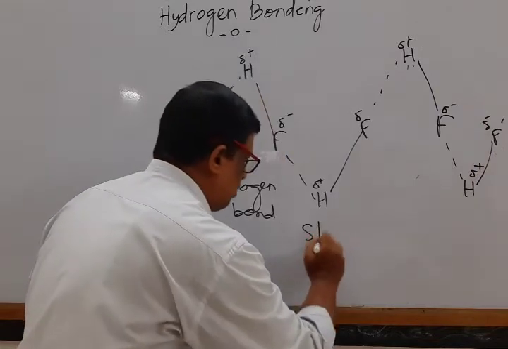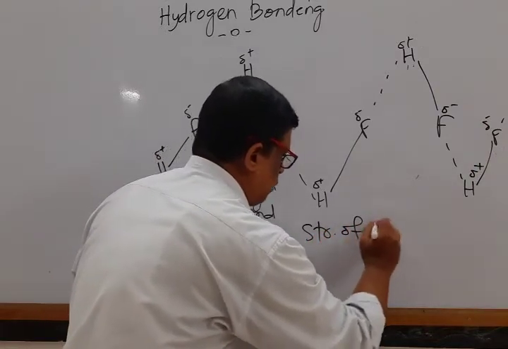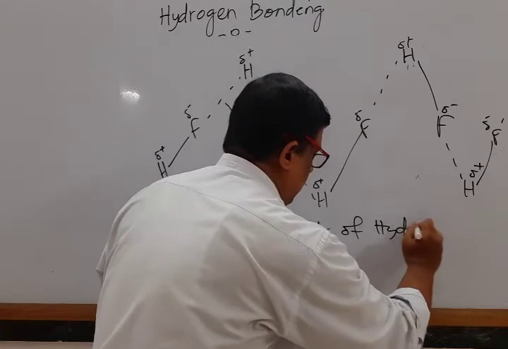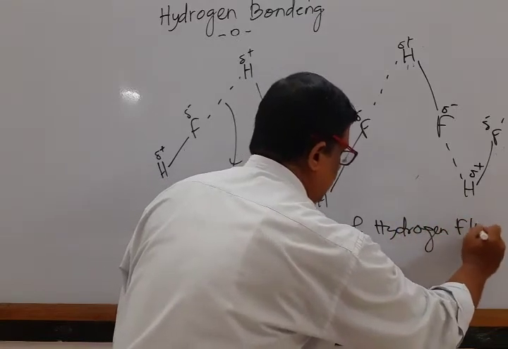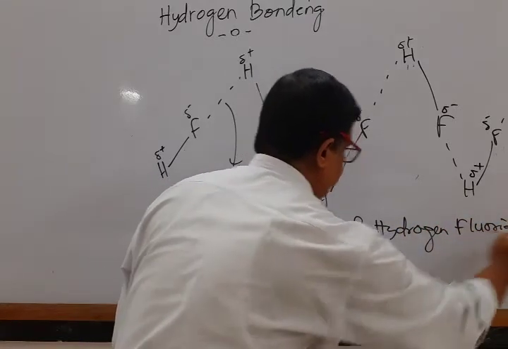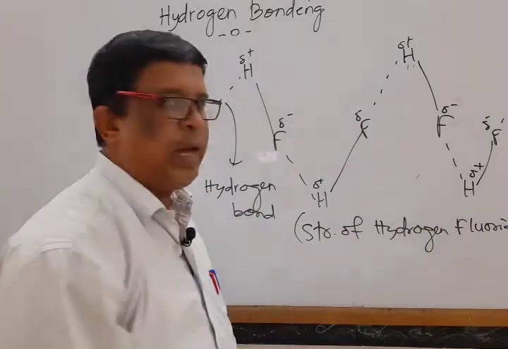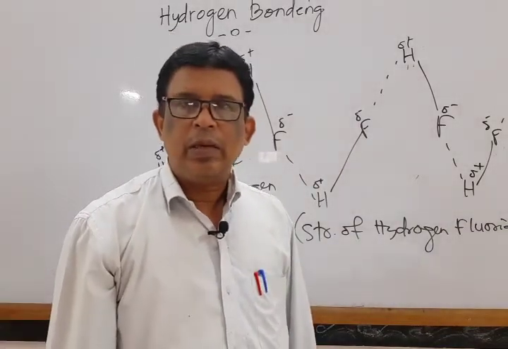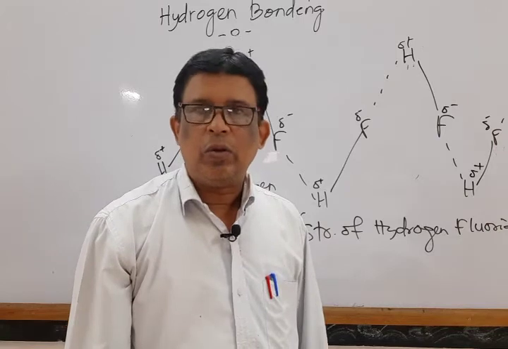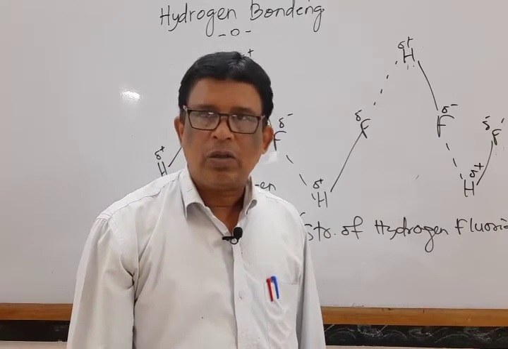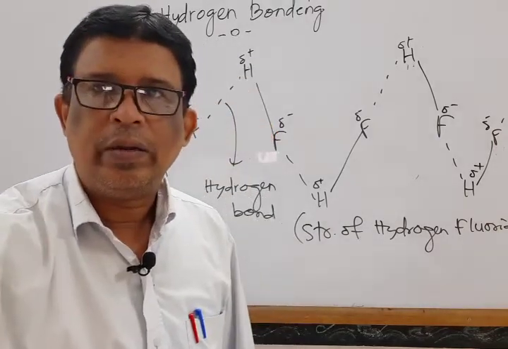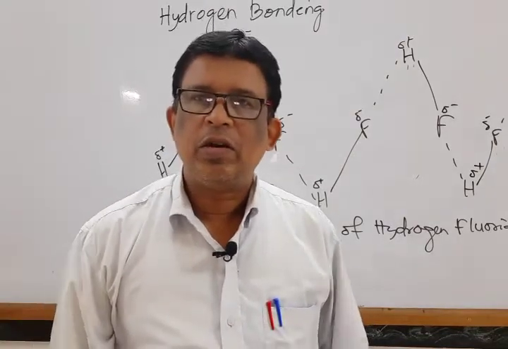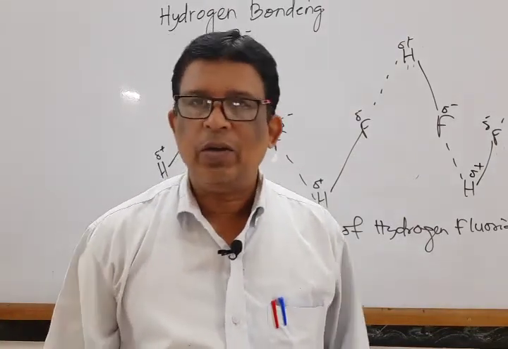This is the structure of hydrogen fluoride. So these are some examples. That means hydrogen bonding is carried out with nitrogen, oxygen and fluorine. Next we discuss the types of hydrogen bonding.